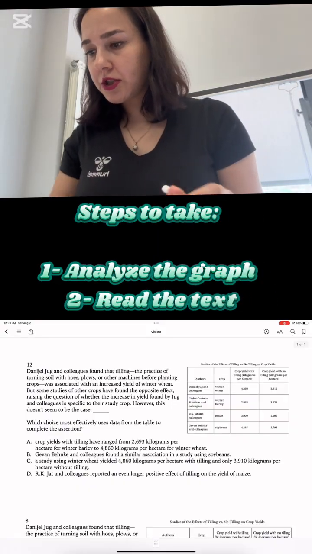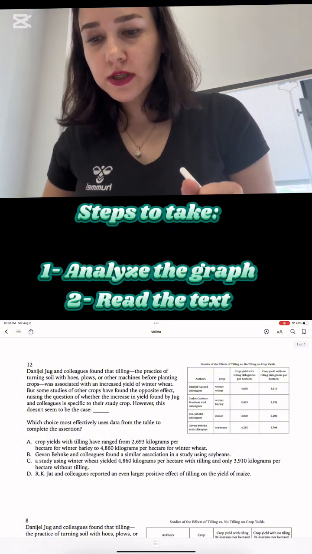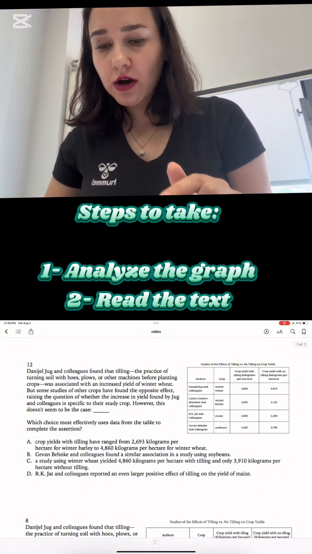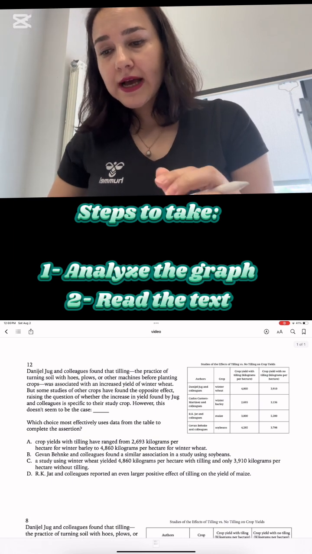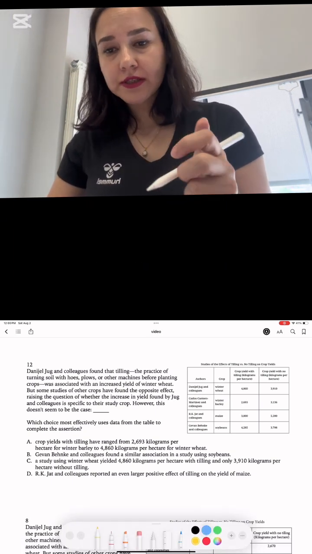My recommendation always for the graph question is to very quickly go through the table, the title, the items, the numbers, and then read the text after that. So let's go through the table.